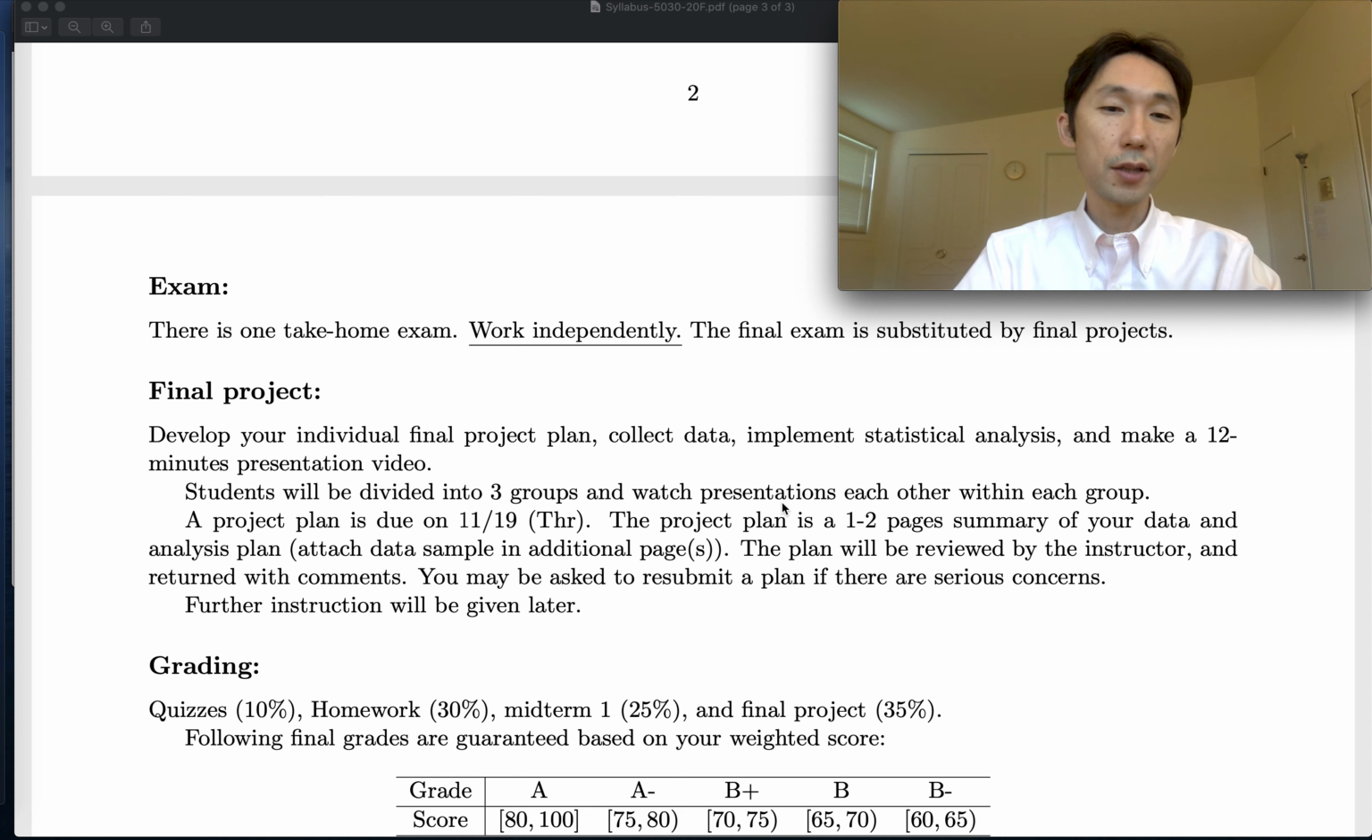Since there are so many students in this class, the size is 35, this time the students will be divided into 3 groups and watch presentations of each other within each group. Each group consists of maybe 11 or 12 students. So you will develop your video and you will watch maybe 10 or 11 videos of others.